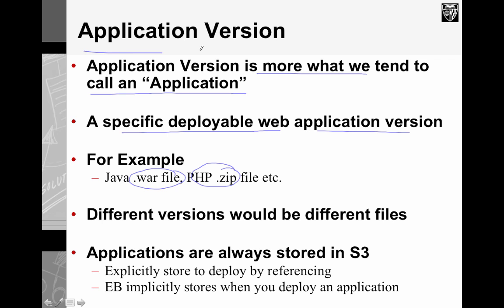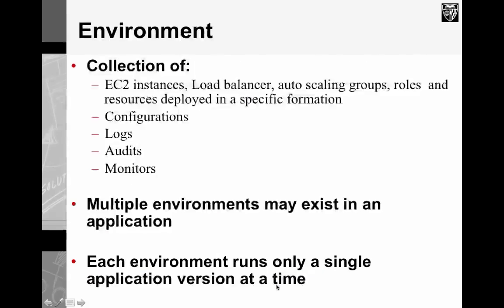So an application version is really the application with a version associated with it, and there can be different versions of the same application. The applications, which are really application versions, are stored in S3. Whenever you deploy an application, it's really important for you to understand this: it gets stored in S3. You can also explicitly store an application in S3, and then when you deploy it, you can refer to it. So the point I'm trying to make is that the application version, which is really the .war file or the .zip file, is stored in S3.